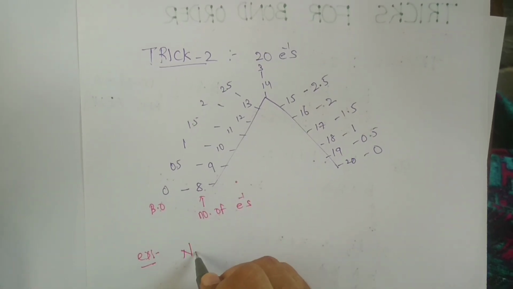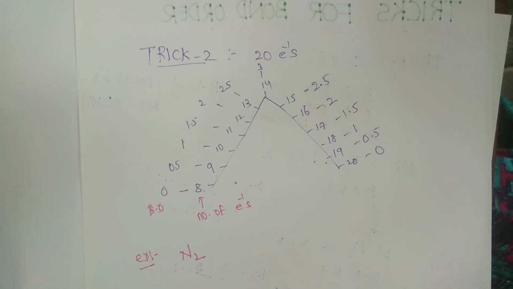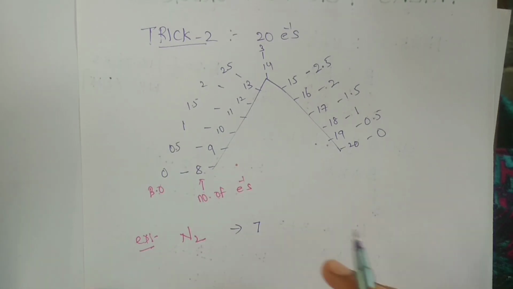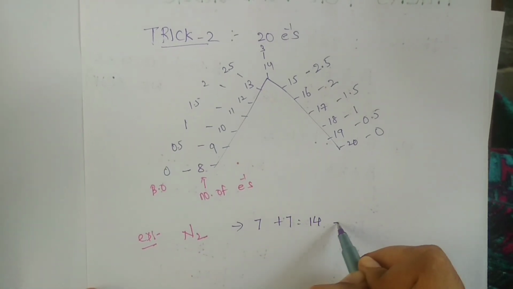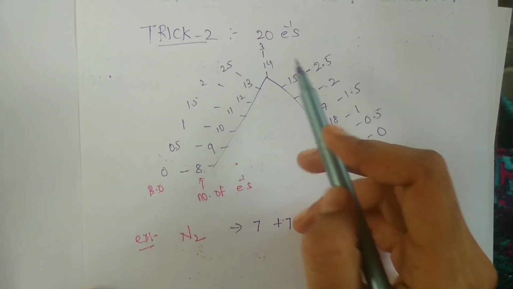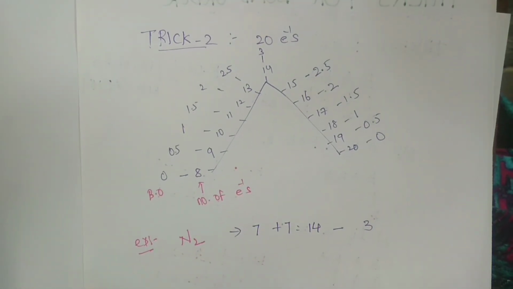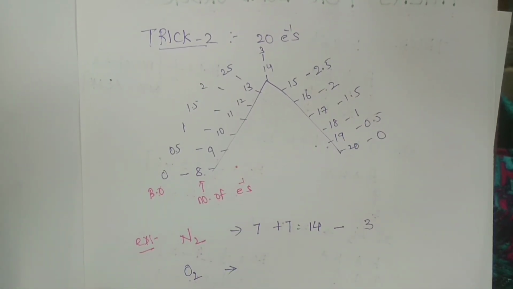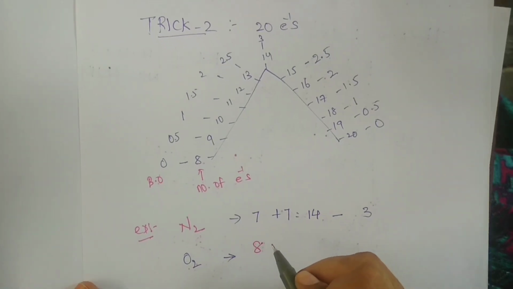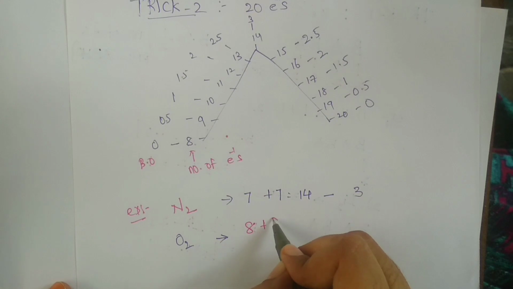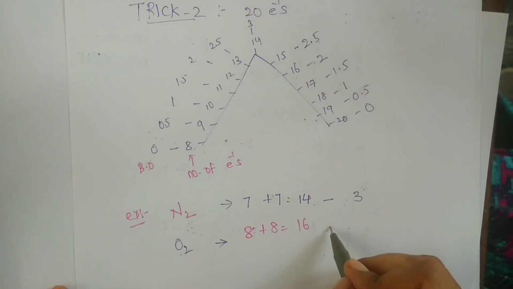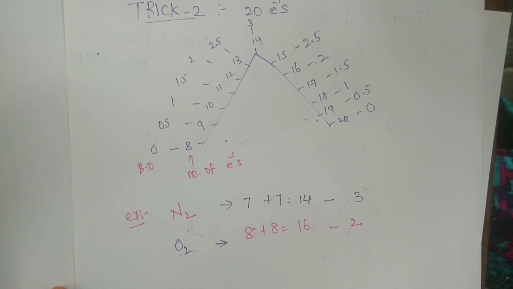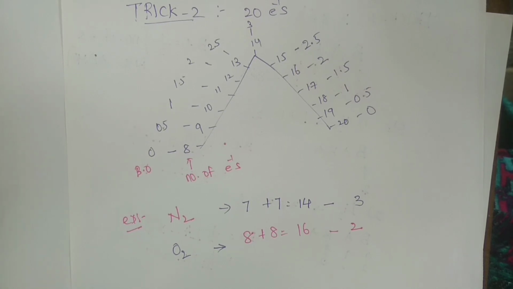Example N2. If you take the N2 molecule, nitrogen atomic number is 7. That means 7 electrons are there. And here 2 nitrogens, so 7 plus 7, 14. And if you see for 14, the bond order is 3. Like that, if you consider the O2 molecule, oxygen atomic number is 8. That means it contains 8 electrons. And here 2 oxygens are there, so 8 plus 8 is equal to 16. For 16, we can see the bond order is 2. So like that, we will calculate the bond order up to 20 electrons.